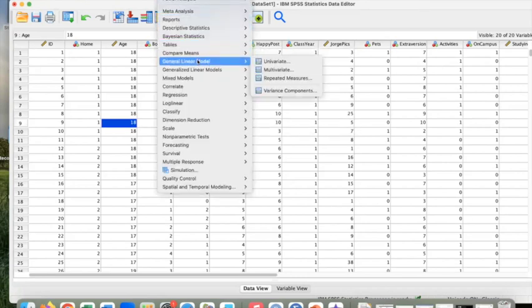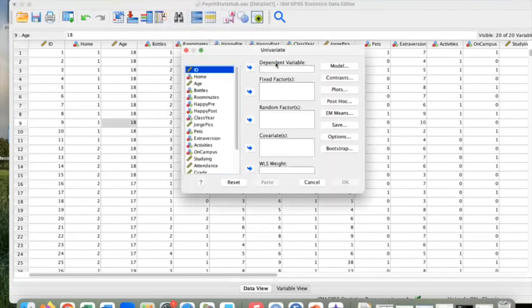To run a Factorial ANOVA in SPSS, first we want to click on Analyze, then go down to General Linear Model and over to Univariate. A Factorial ANOVA dialog box will appear. In the variable list on the left, we'll click the dependent variable, which in our case is studying, and move it to the dependent variable box. Then in the fixed factors box, we'll want to put our factors, which for us are activities and on campus.